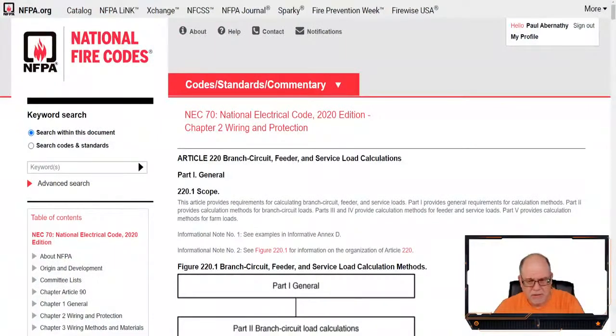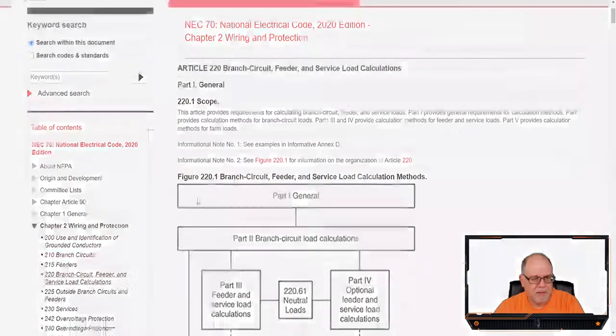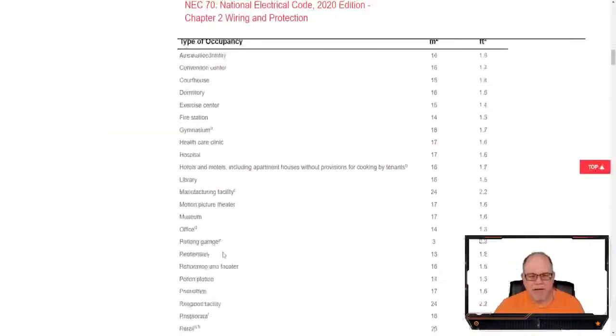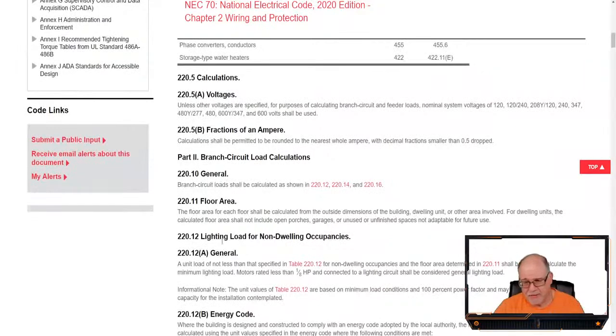And we're in the code, and we're obviously going to go to 220. So let's do that. I believe, yeah, we're already there. All right, so 220. Now we're going to go down. And well, the first thing we want to look at is 220.11. So here's 220.11 right here.